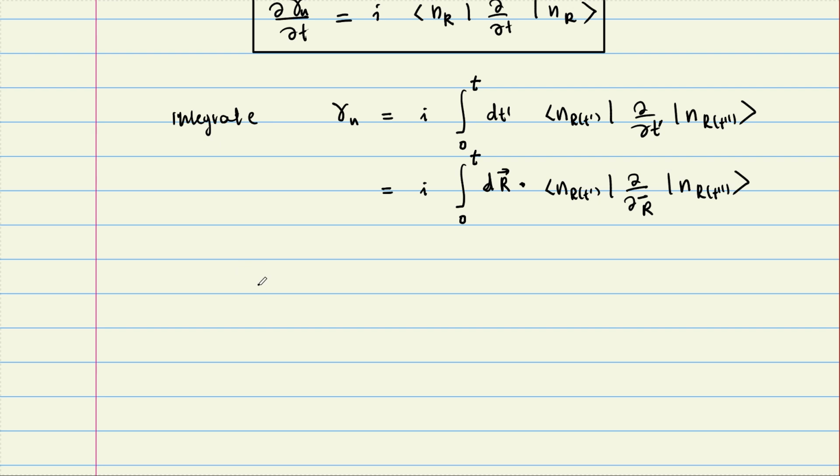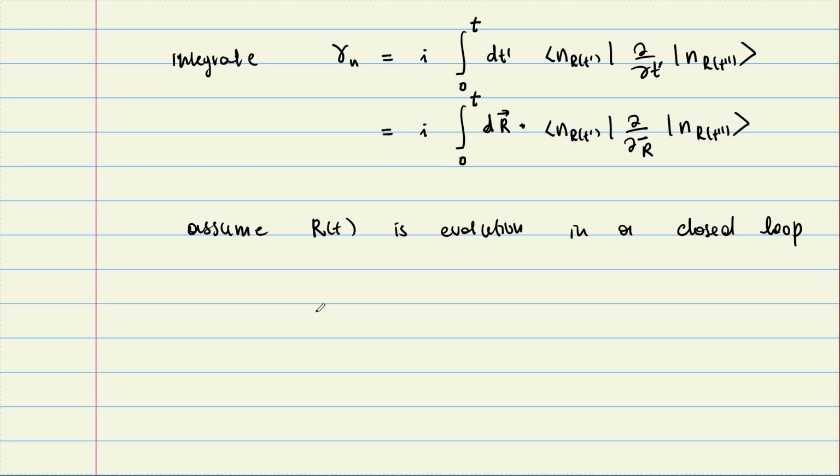Then this gamma n, I want to write it as gamma n is equal to. So what we assume here is, assume r of t is evolution in a closed loop. What this means is that you change the parameters of the Hamiltonian, but eventually you come back to where you started, right? We are interested in that. We can also look at other things, but that's the interesting one.